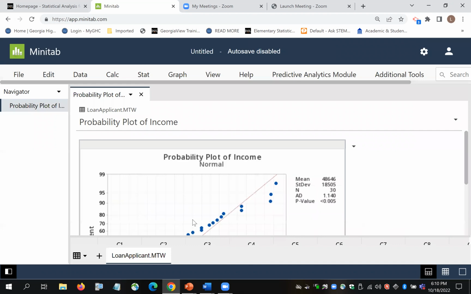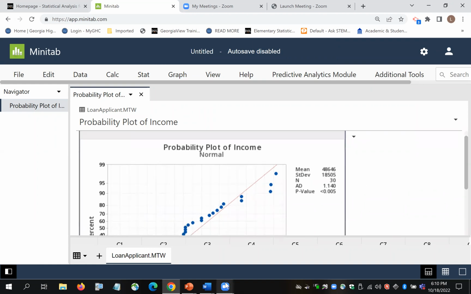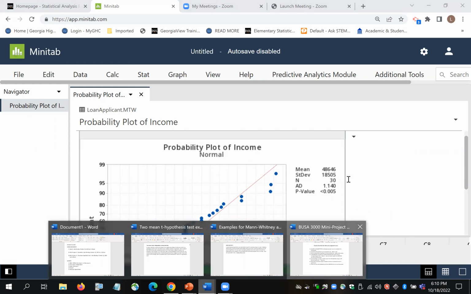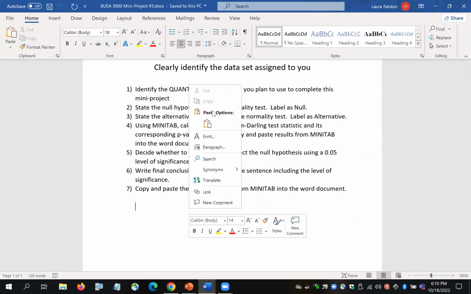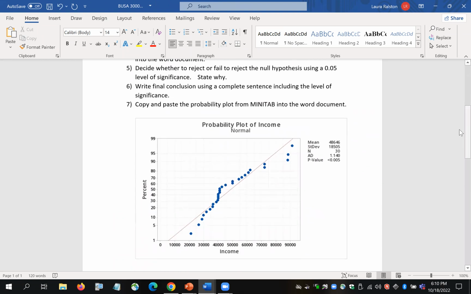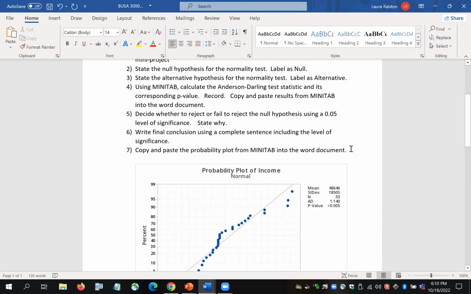really what I need is this entire thing here. Okay, this graph is called a probability plot. So I copied it, and then I'm going to paste it into the document. That pasting also covers question 4 because on this same display, you have your Anderson-Darling and your corresponding p-value. So this one plot, which is the Minitab results, covers question 4 and question 7.